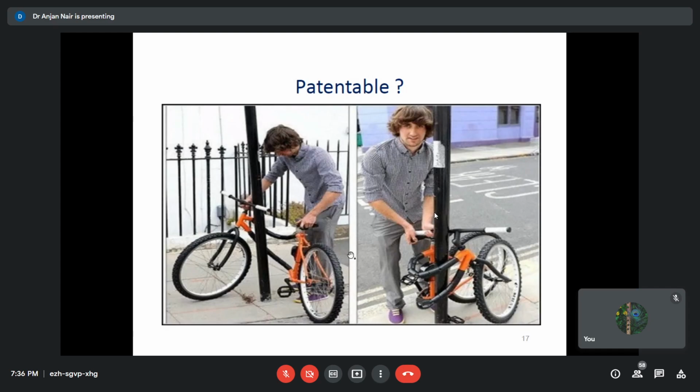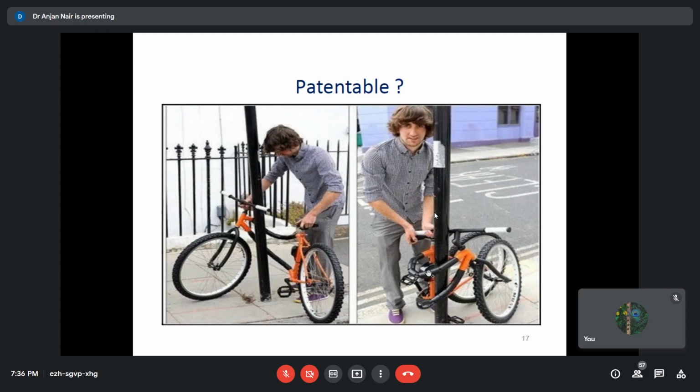All of us have a lock for the cycle. Traditionally, a cycle lock is there, but it can easily be broken. A lot of cycle thefts happen in India, and worldwide for that matter. So this has come as a new concept. This is not easily breakable, and it is a new concept of the cycle itself being locked.